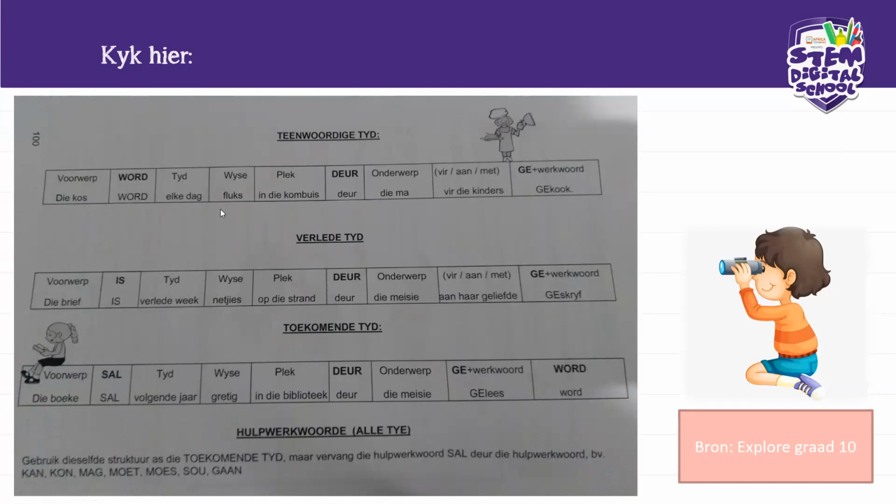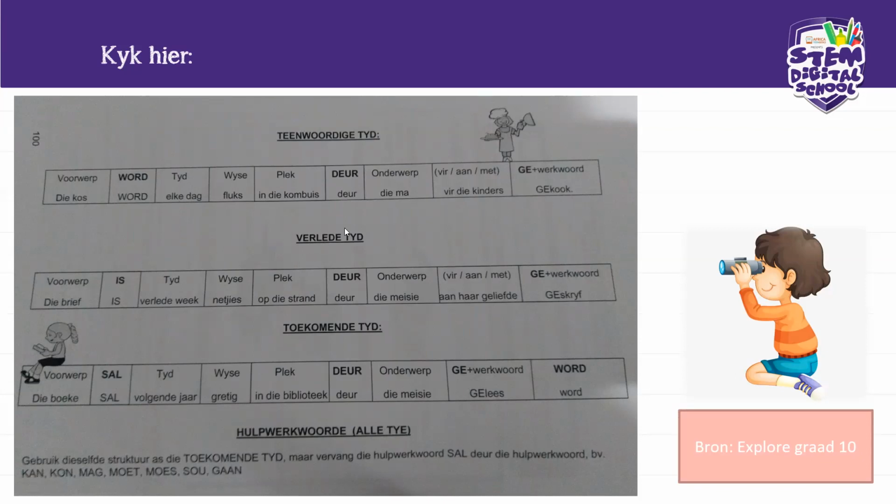Remember, in a lydende sentence, a passive sentence, the object moves to the front. And if you look here, according to Stompie now, Stompie is changing positions a bit. So now, instead of the subject, the voorwerp will be in front of the sentence. Then the verb, time, manner, place, then the word deur, then the subject, then to whom it's done, and then the last verb. Okay. Die kos, which is the voorwerp, word, if I change the sentence to the lydende vorm in the teenwoordige tyd, I'm going to use the words word and deur. Tyd, elke dag, wyse, plek, it happened in the kitchen, deur, onderwerp die ma, vir die kinders gekook.